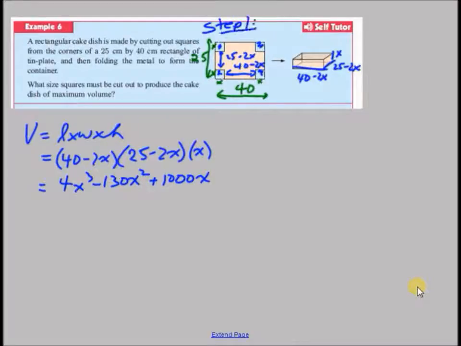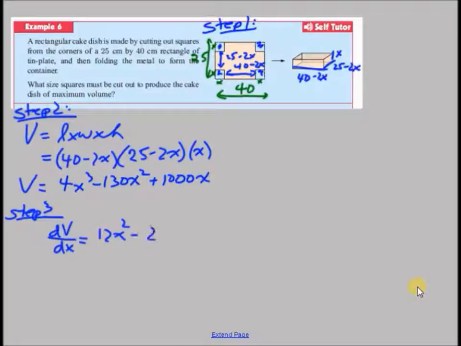All right, so step 1 was the diagram. Step 2 is the formula. We need a formula, and we've got V equals, and we only have one variable there. Step 3, the derivative. So dV/dx is 12x squared minus 260x plus 1000. Set that derivative equal to 0 and solve.